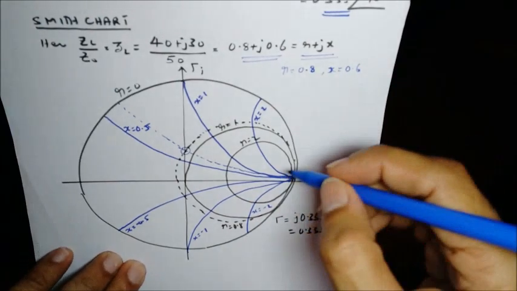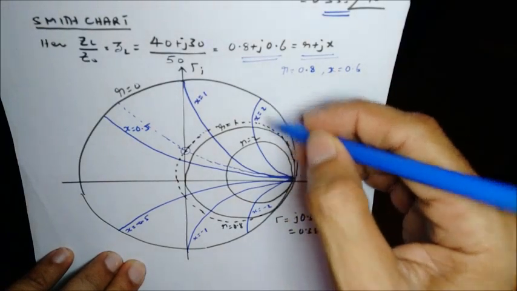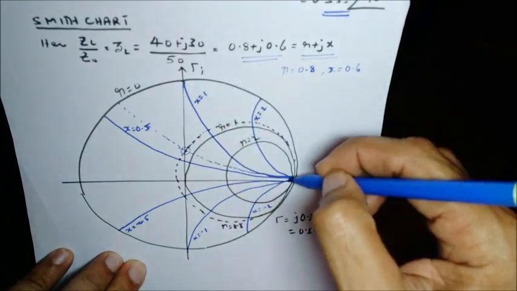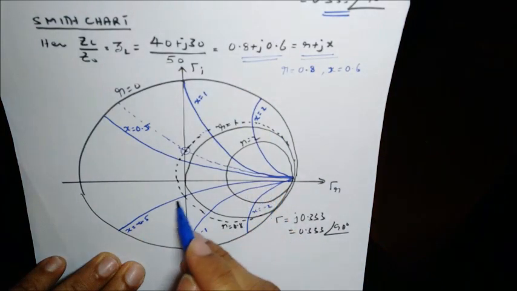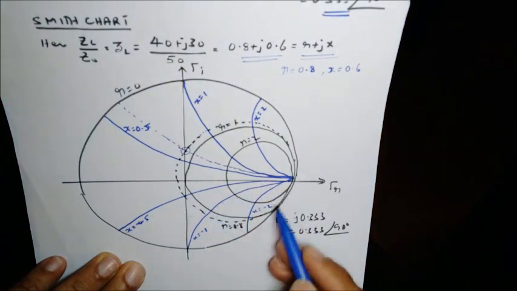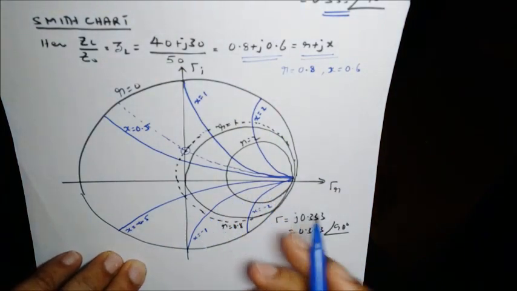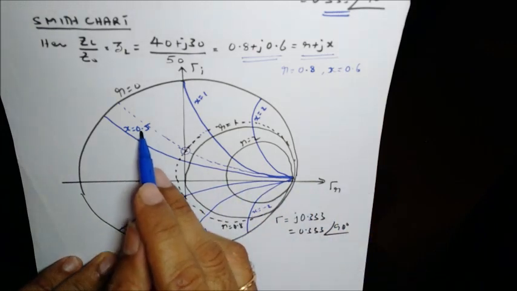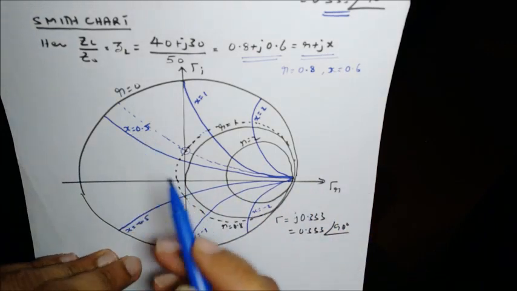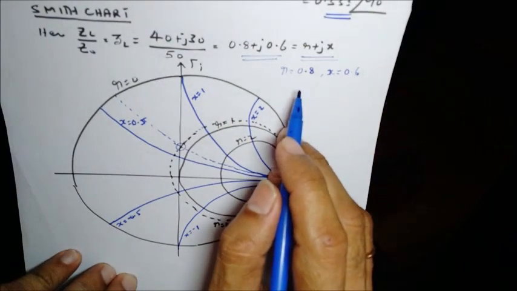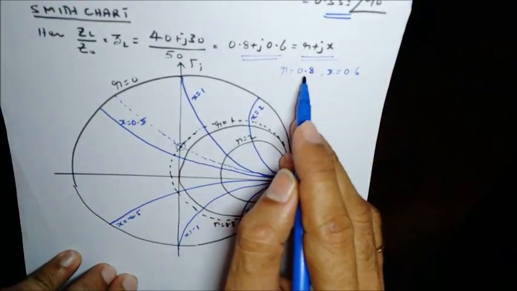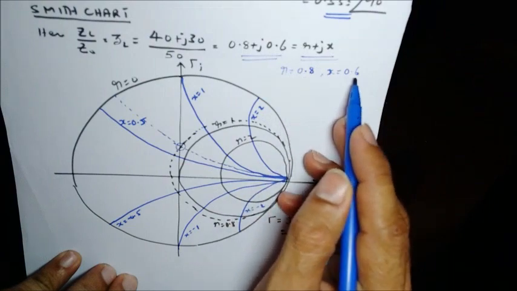And then similarly we have x equal to 2, x equal to 1, x equal to 0.5. Similarly, x equal to minus 0.5, x equal to minus 1, x equal to minus 2. In one of my previous videos, I think by mistake I said this is x equal to 2, but it is actually x equal to 0.5. Right. Now, for this case, small r is 0.8 and small x is 0.6.